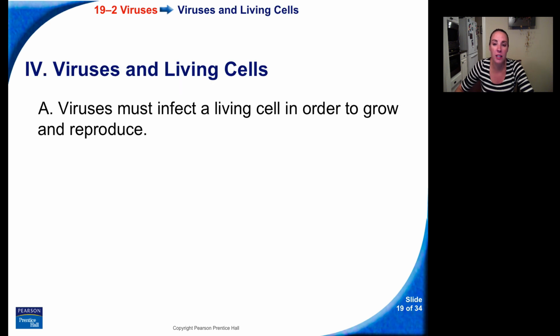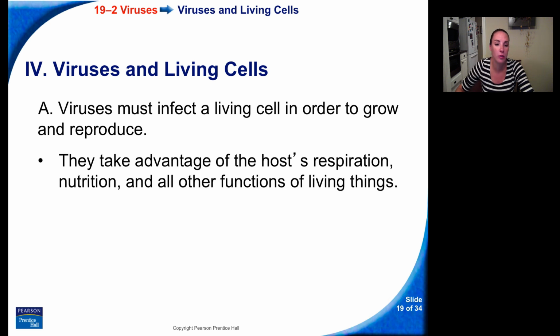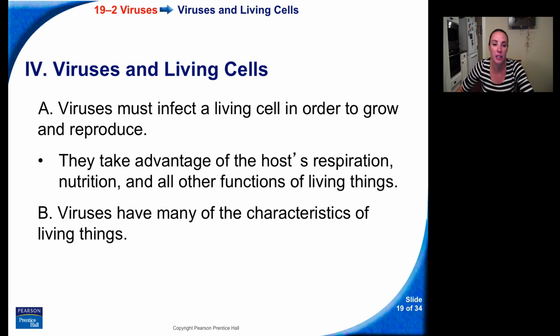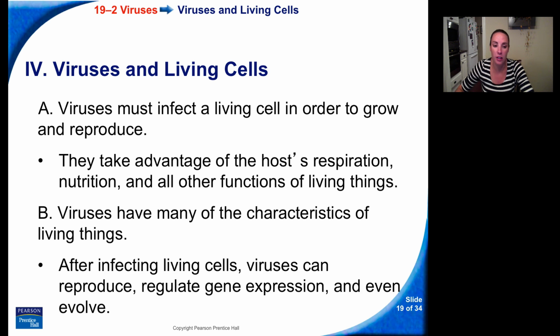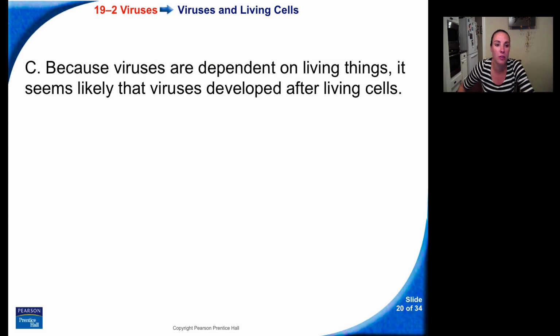Viruses must infect a living cell in order to grow and reproduce. They cannot grow and reproduce on their own. They take advantage of the host's respiration, nutrition, and all other functions of living things. Viruses have many of the characteristics of living things. After infecting living cells, viruses can reproduce, regulate gene expression, and even evolve. But this is after infecting living cells. They cannot do this on their own.